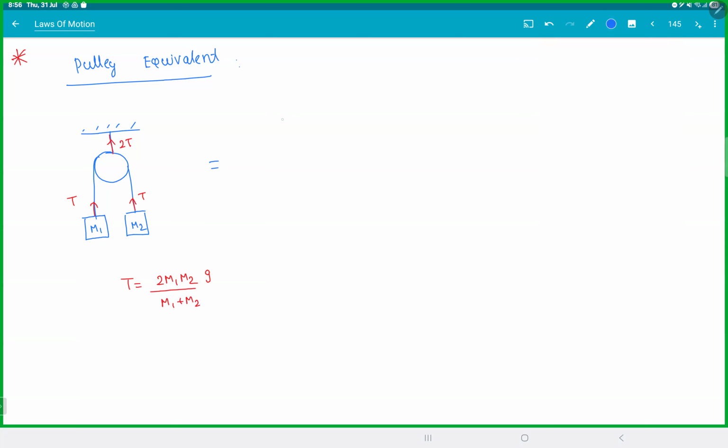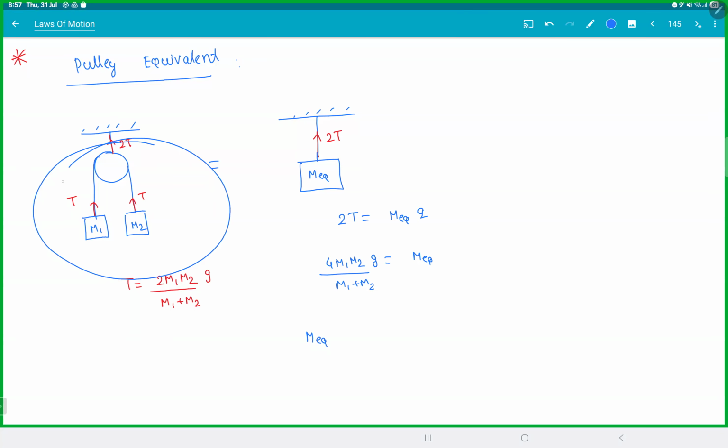That means if I replace this entire pulley with one big block, which I'll call M equivalent, and make sure the tension in the string is the same, 2T, then 2T will be equivalent to M equivalent into g. So 4 M1 M2 by (M1 plus M2) g is equal to M equivalent. So you can replace this pulley with the two blocks with one single block.